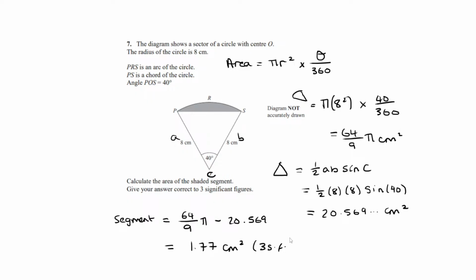I don't know if that answers your question. I know yours might have been slightly different, but I hope like the logic there at least. You just have to work out a sector, then a triangle, and then take them away. I'm hoping that kind of covers what you were wondering about.